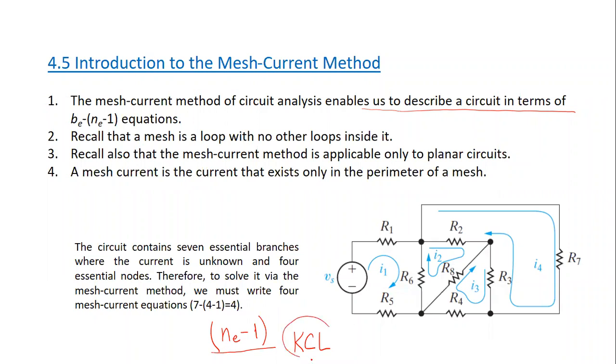These equations will be based on KCL, which is Kirchhoff's current law, which states that the algebraic sum of the currents entering any node is equal to 0. NE is the essential nodes, and an essential node is a node at which you have 3 or more simple circuit elements connected. So if we look at this circuit that we have here.